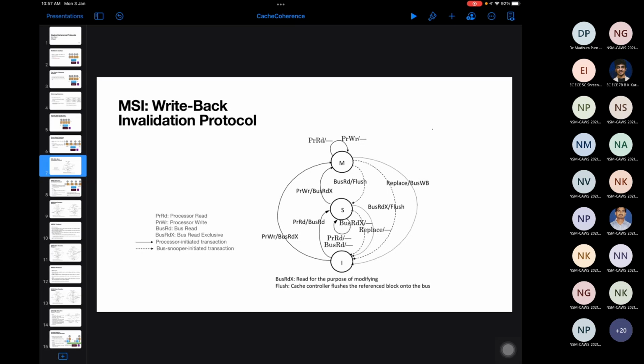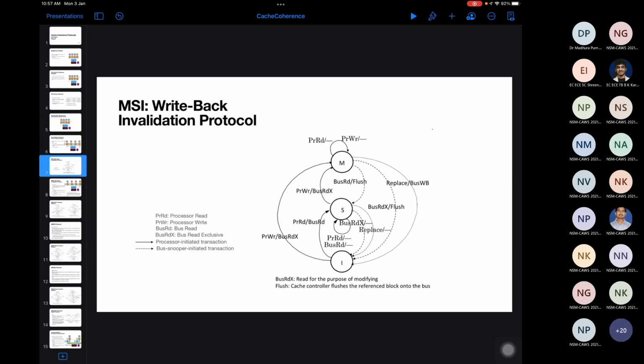Right? And now let us say I have the data in a shared state and I want to perform multiple read operations. Do I have to inform anyone? If I'm going to perform multiple reads from my block, I have a block of data and I keep on reading the data, I don't have to inform anyone because I have the data in a shared state. I'll just keep reading the data any number of times without informing anyone. That means without placing any bus transaction. That is what is reflected here. There is a self loop on the S state for processor read without placing any bus transaction. That is represented by the dashed line.